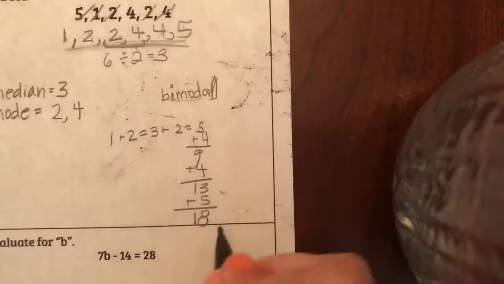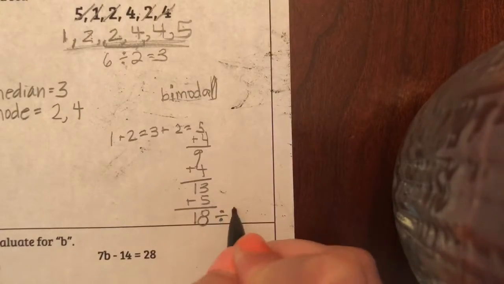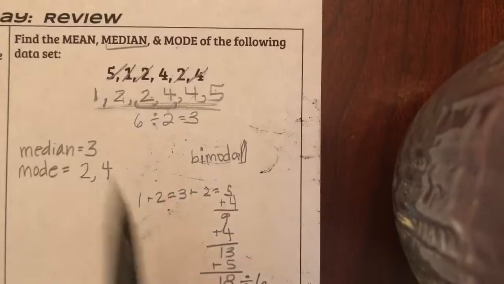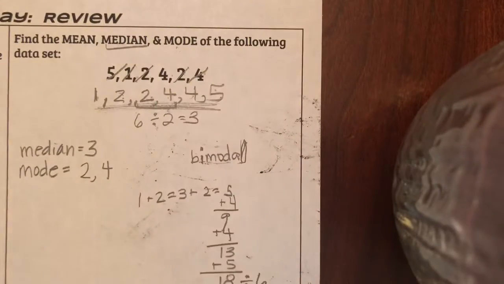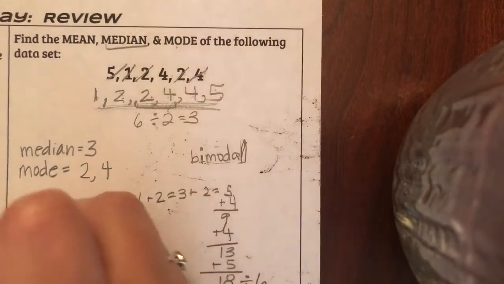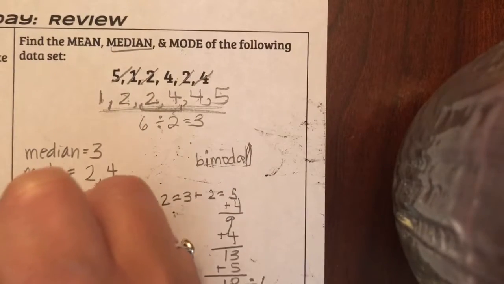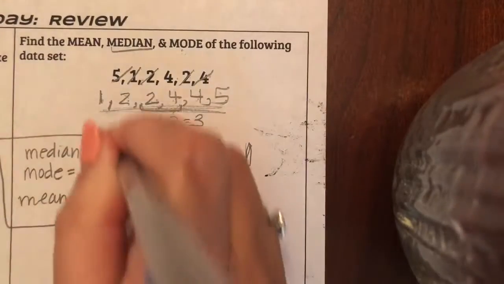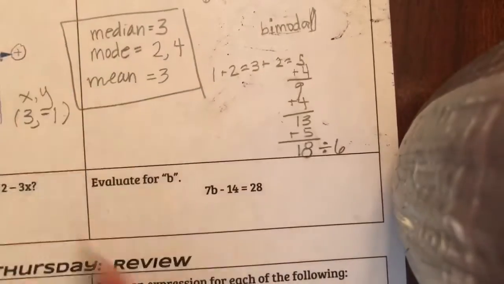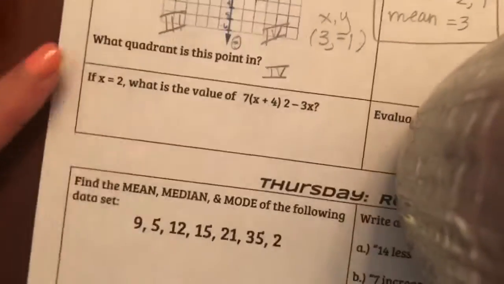So I'm going to take 18 and I need to divide that up into 6 parts. Again, the 6 I got from 1, 2, 3, 4, 5, 6 data points. 18 divided by 6 is also 3. So my mean is going to be 3. Put a nice box there so that my teacher will be able to see what I was wanting to do.